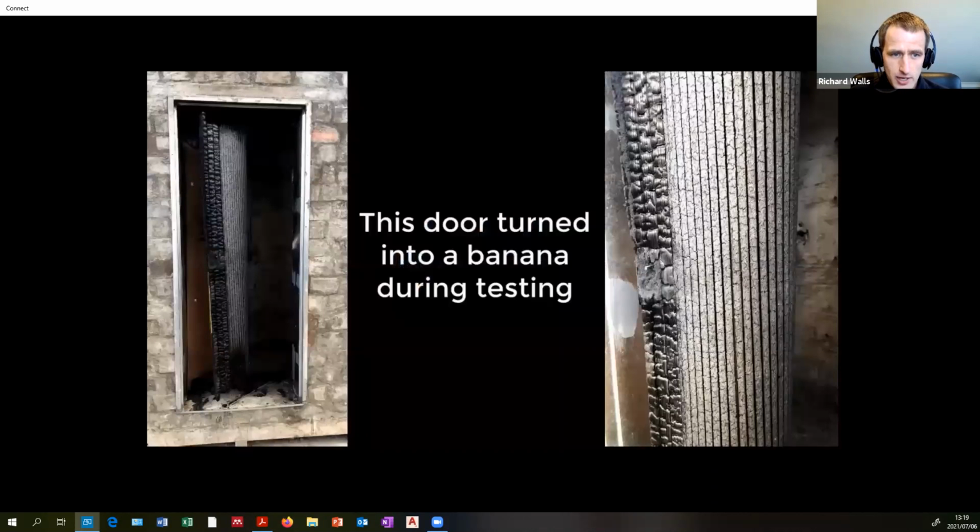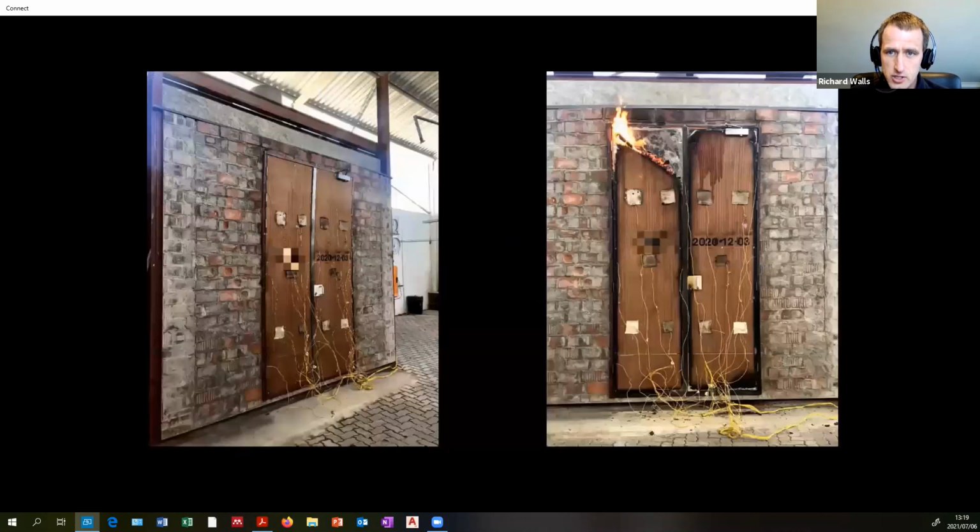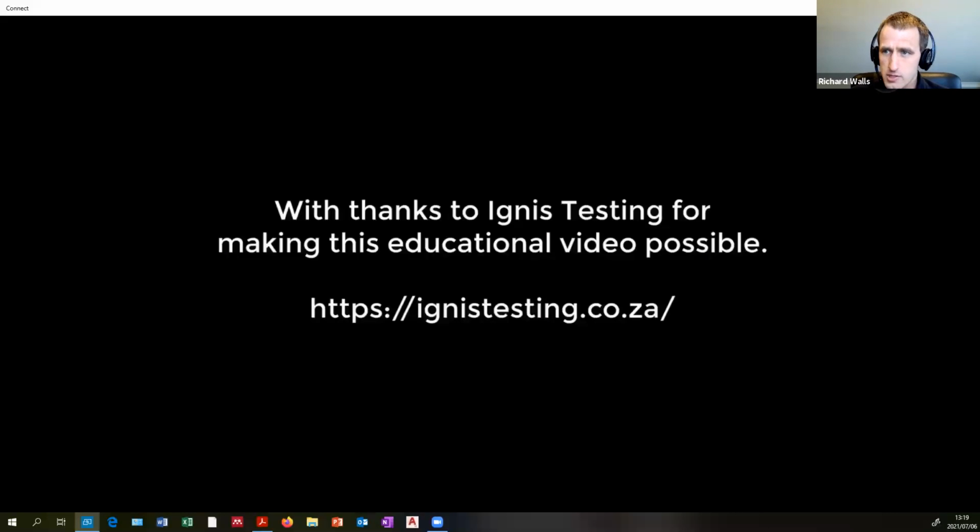And then this is the door I showed you earlier. It turned into a banana. There's a door, it failed at the top, burned through. So we did this work with Ignis testing. They're down here in Cape Town. So that is what furnace testing looks like. You put a door or wall system in a furnace, and then you run the time temperature curve, and then you measure what happens to it. Can it then carry the load, etc.